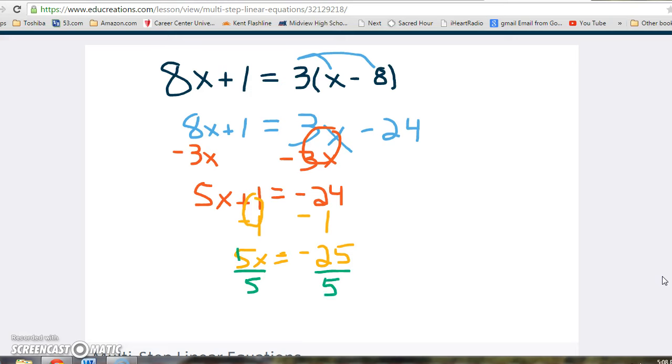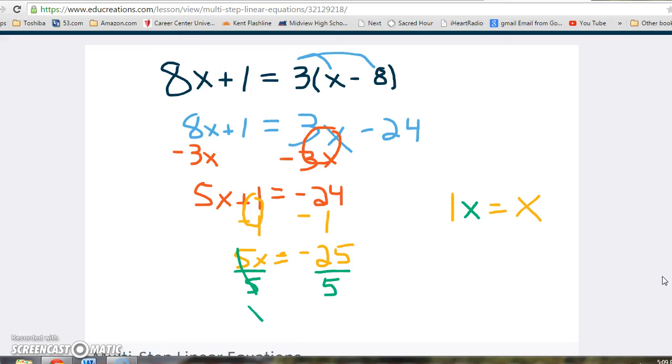So 5 divided by 5 is 1, right? Because we remember from our studies, if you only see a variable, such as x, even though it's not written, there is an imaginary 1 in front of it. So, remember, 1x is the same thing as just x. So that's why 5 divided by 5 is 1, but they do cancel each other out.